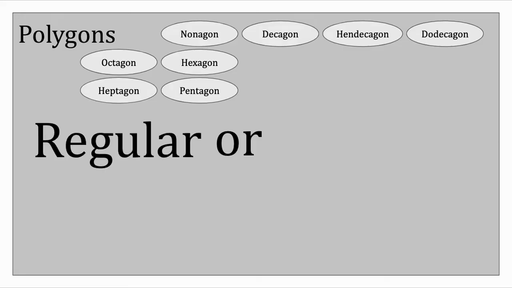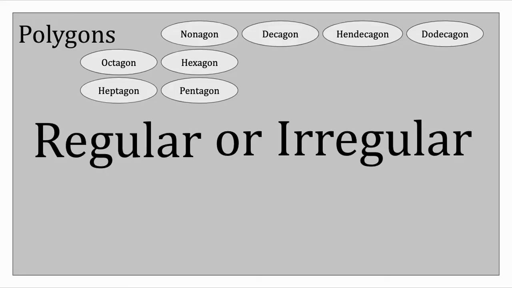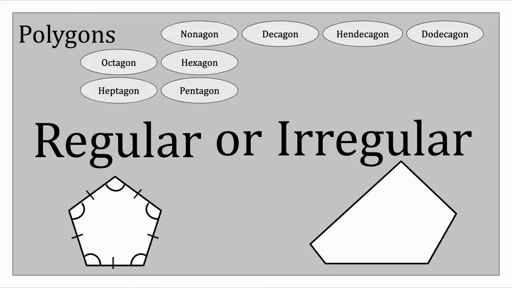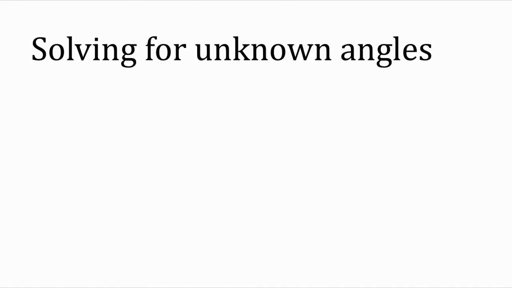Polygons can be regular or irregular. We give the regular definition to polygons whose sides are all equal and whose angles are all equal. Irregular just means that not all sides and not all angles in the polygon are equal to each other. These are both pentagons. The one on the left is a regular pentagon. The one on the right is an irregular pentagon. Here are some helpful tips you can use for solving for unknown angles in polygons.